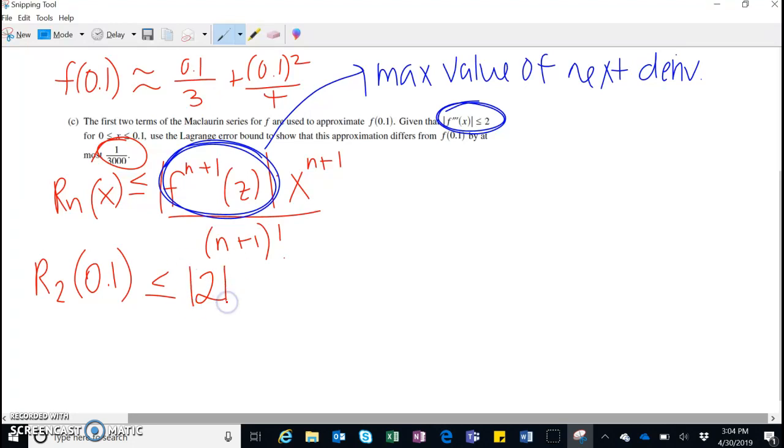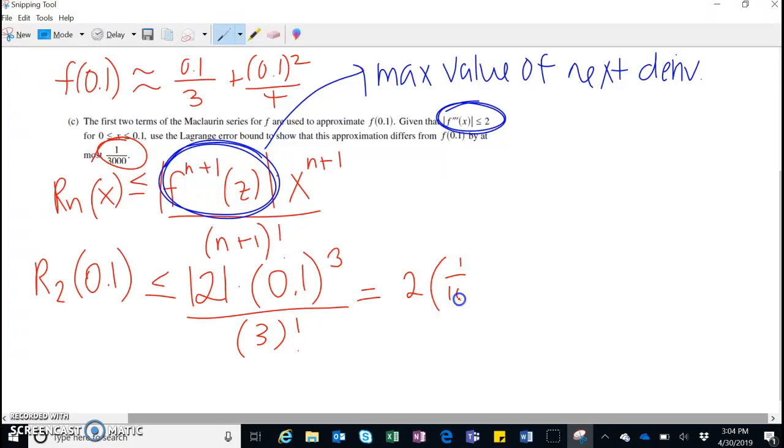You can keep it in absolute value if you want. The x is 0.1, and I want to raise that to the next power. So the next power would have been a cube had we kept going up there. And I want to divide that by the next factorial. So this is super cool. 2 times 0.1 cubed over 3 factorial. That's 2, maybe times 1/10 cubed. It's easier for me to deal with fractions. Over 3 factorial, 3 times 2 times 1.